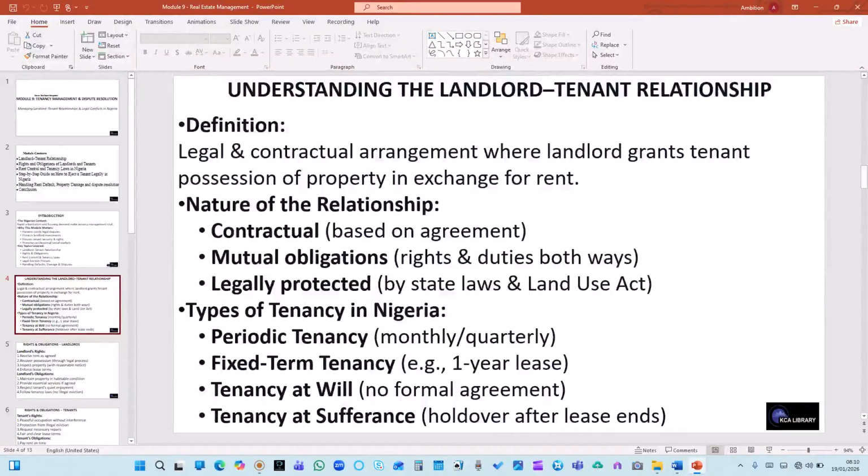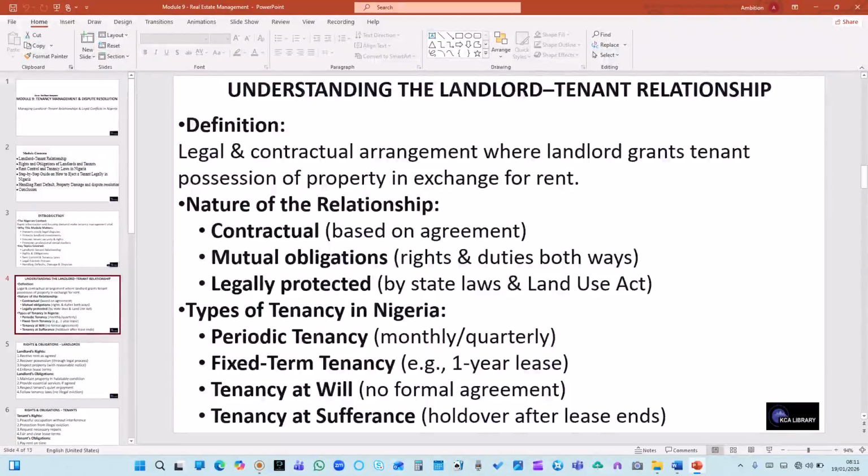Now let us look at types of tenancy in Nigeria. One, we have periodic tenancy. This is a type of tenancy in which rent is paid on a fixed time period, that is either monthly, quarterly, or yearly basis. Now we have fixed term tenancy, which is a type of tenancy in which rent is paid for a particular period of time, usually 1 year.